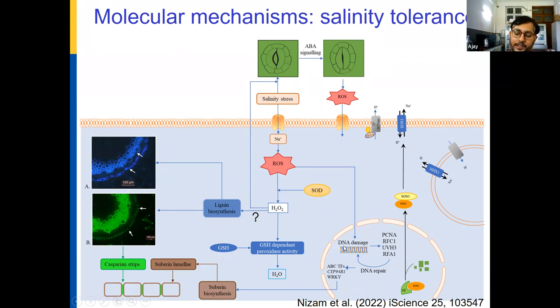Now this DNA damage, once DNA is damaged, how is it repaired? DNA damage is repaired by the expression of genes such as PCNA, RFC1, UVH3, and RFA1. PCNA is proliferating cell nuclear antigen, and RFC is replication factor C, and UVH3 is UV hypersensitive protein 3. And RFA is replication factor A1. So that is the mechanism by which DNA repair occurs.